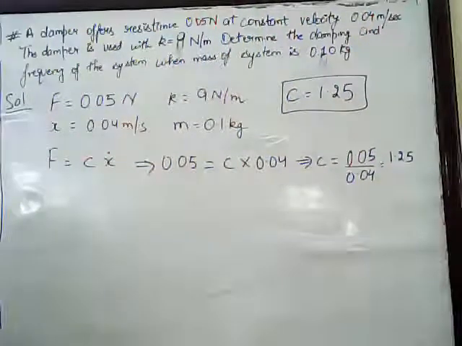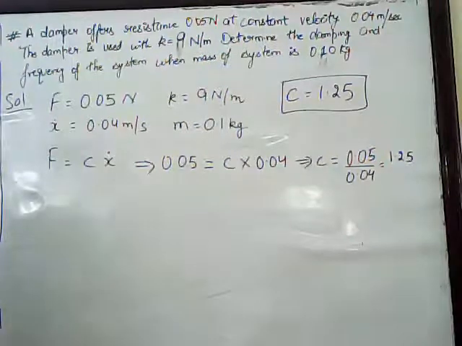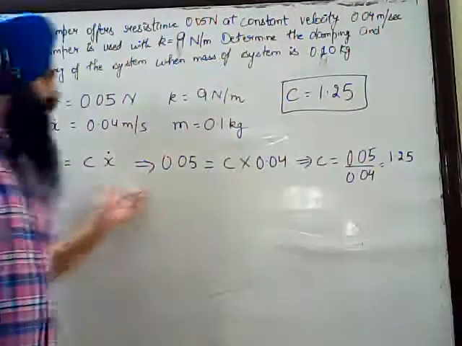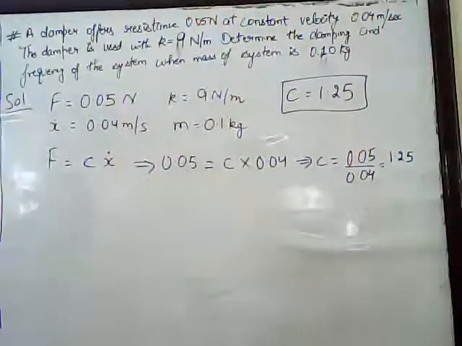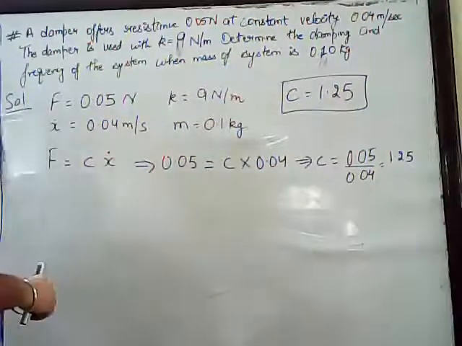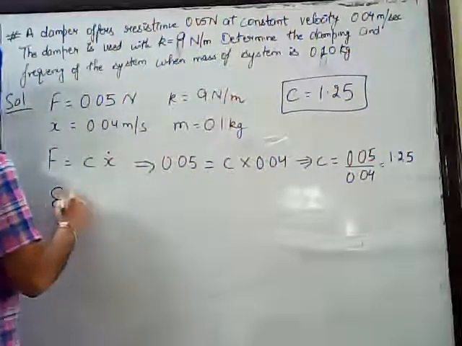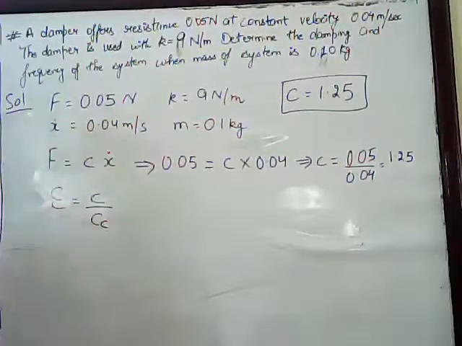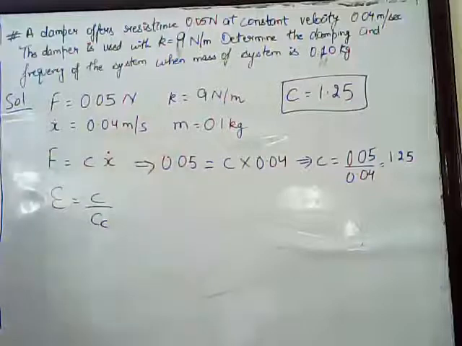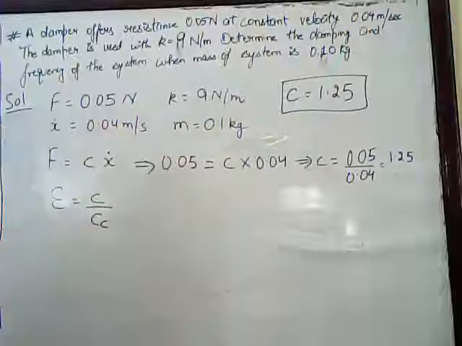Next, we have to find the value of natural frequency. First of all, we have to check whether the system is an overdamped system, critically damped system, or an underdamped system. So first we have to find the value of the damping ratio. The damping ratio epsilon is given by C by Cc. C is given in the numerical, so first we have to find the value of Cc.